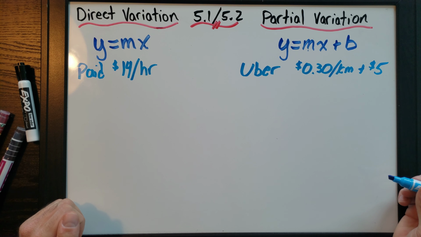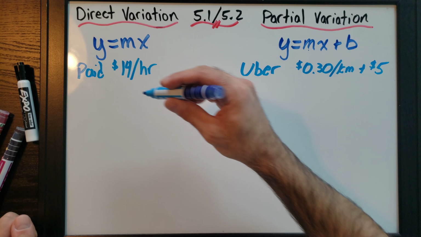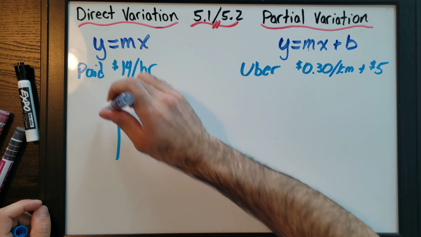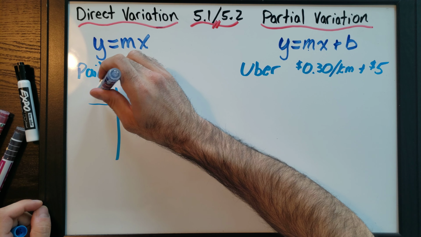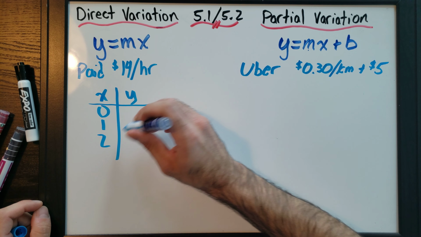Okay, there's always a fixed fee. So if you're going around the block, it's not going to cost you 50 cents, right? They got to make that $5. Okay, so if we want to change this into a table of values, we can just make a table pretty simply. We can say X and Y, 0 hours, 1 hour, 2 hours, and we can fill this in.